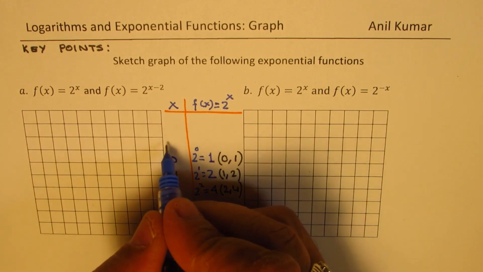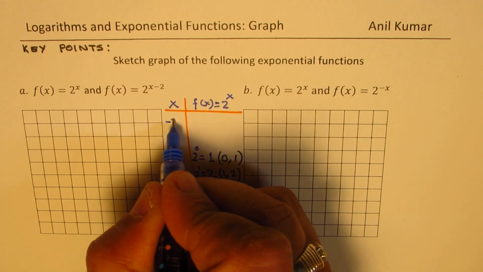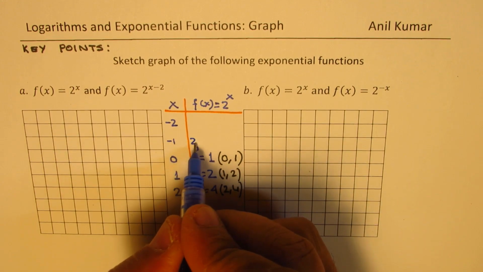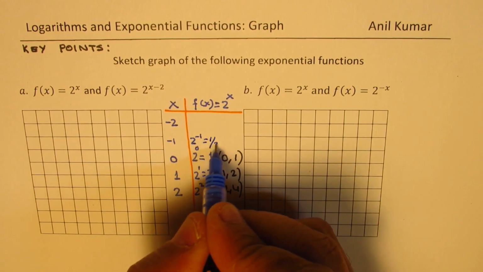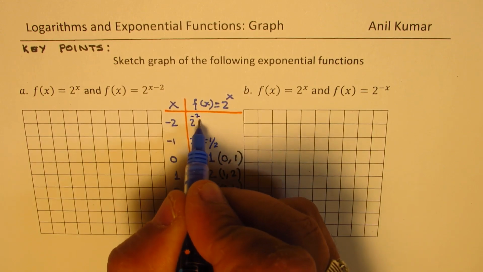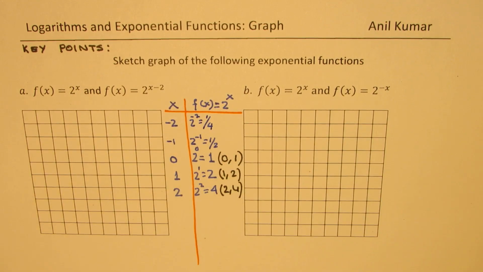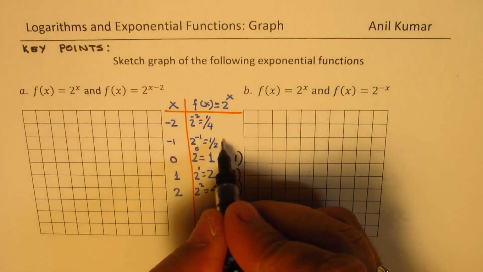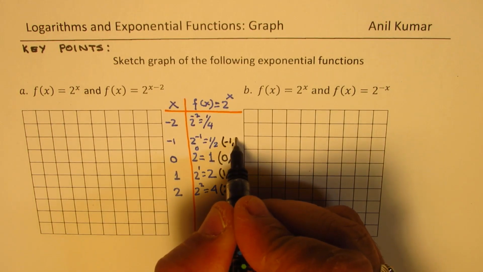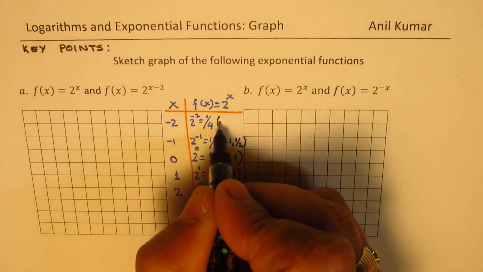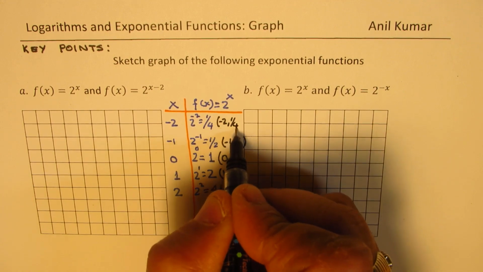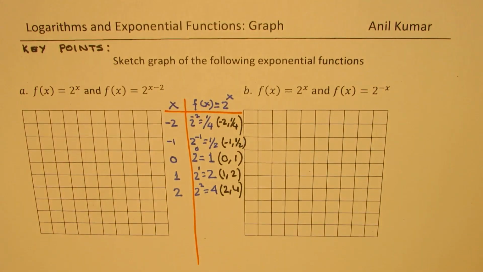We could have taken minus 1 and minus 2 also. So 2 to the power of minus 1 is 1/2 and 2 to the power of minus 2 is 1/4. That gives you the Cartesian points (-1, 1/2) and (-2, 1/4). You notice all of them are positive.